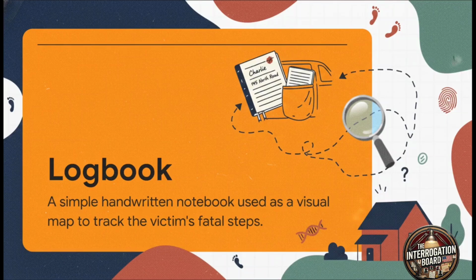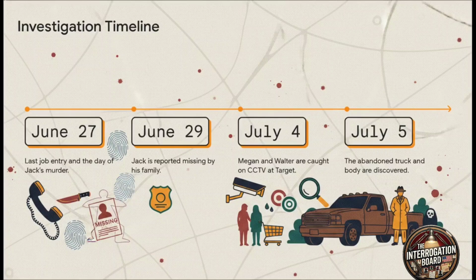This physical little notebook acts as a visual map for the audience. It completely bypasses all the jargon and provides a clear, incredibly easy to understand physical trail straight to the crime scene in Deerfield. And mapping this out chronologically is absolutely crucial for clarity.